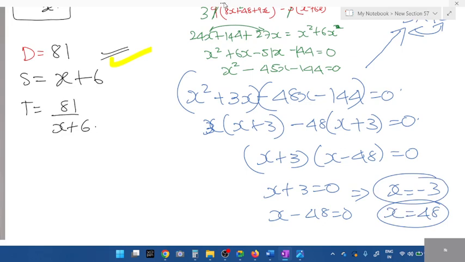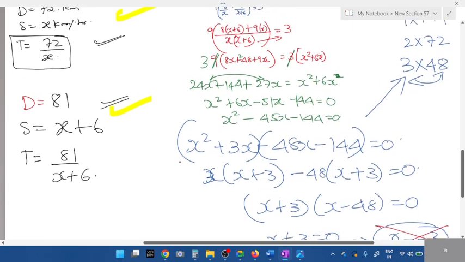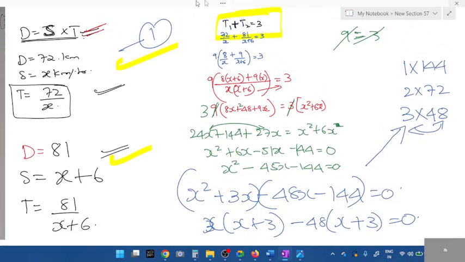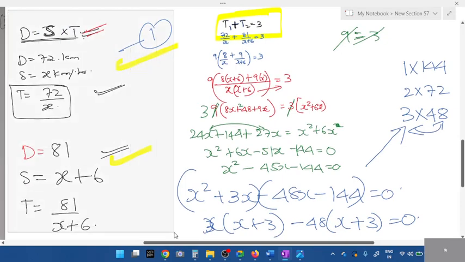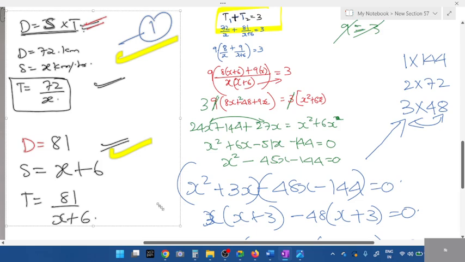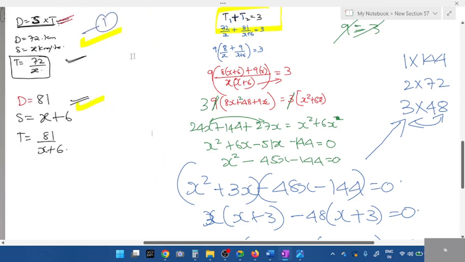Which one you think is greater? Sorry, negative. Negative you ignore. What is the value? 48. Now go back to this question. What is that 48? What is the x value? Look at the question. Which one we have taken as x? Speed. Yes. Therefore, if they ask us to find speed, what is speed value? Speed is equal to 48.